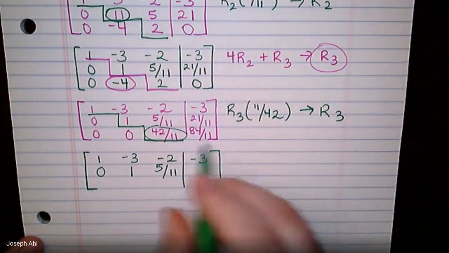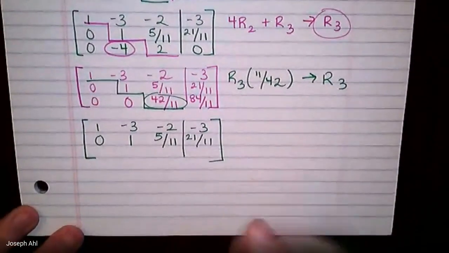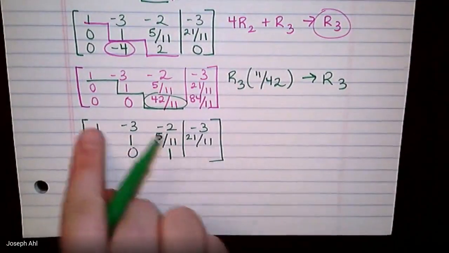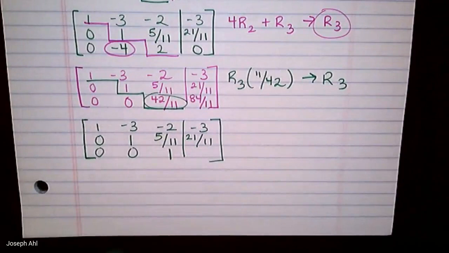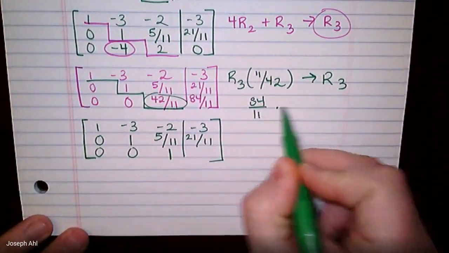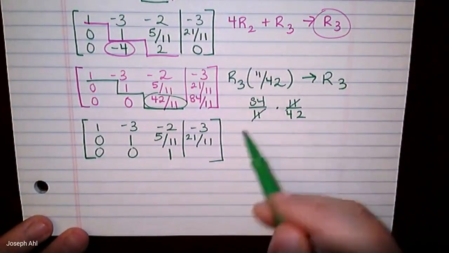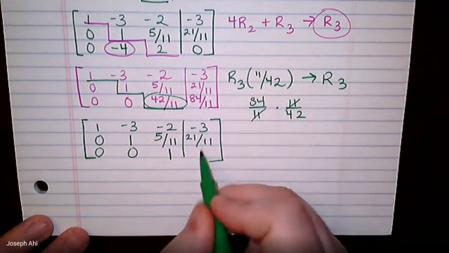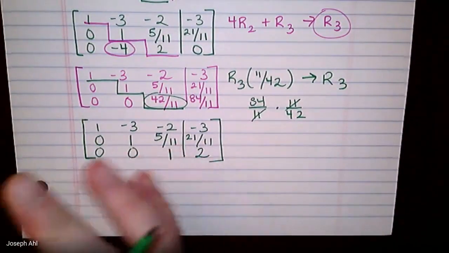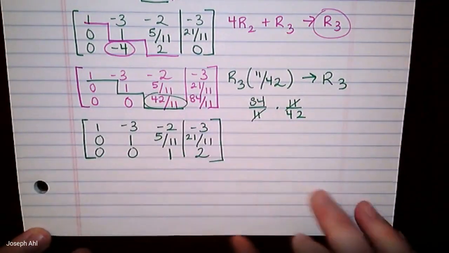So the only thing that's changing right now is going to be row 3. And in row 3, we're going to get 0, 0, 1. Finally, we got to the step where we're in row echelon form. But the last thing I have to figure out is what is 84/11ths times 11/42. And like we've seen in some other examples, those 11s cancel. And 84 divided by 42 is nice. It's 2.